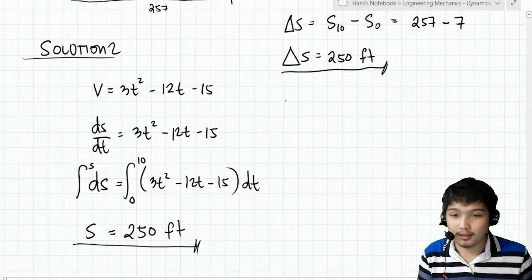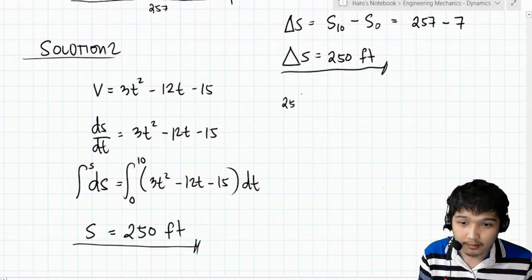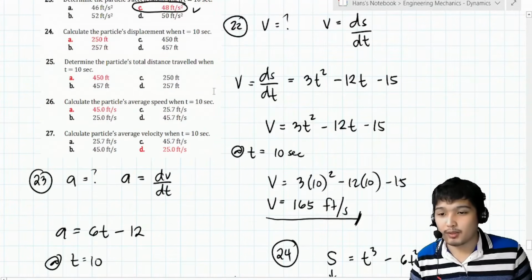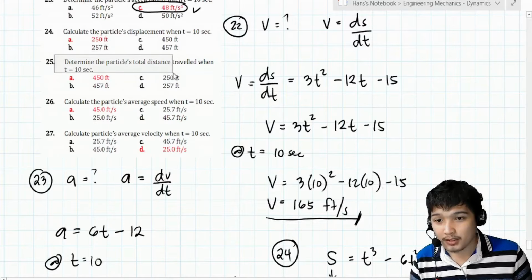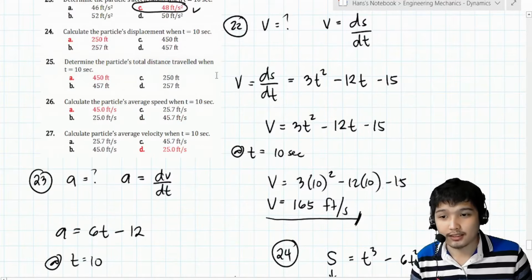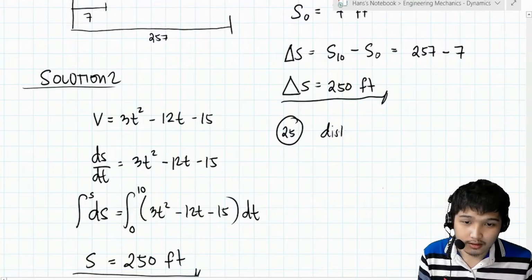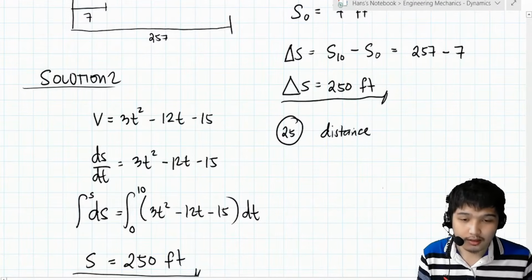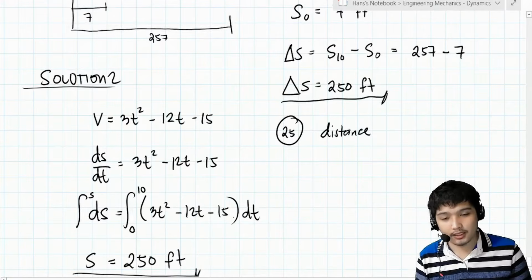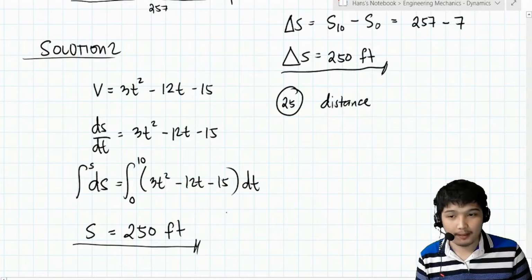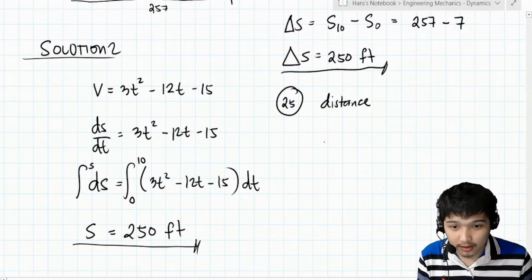So next na tayo, number 25. So number 25 ang tinatanong, determine the particle's total distance. Okay, so tinatanong dito, distance. Okay, so how do we check if distance is equal to displacement? Diba, ang check natin is itong velocity equation.